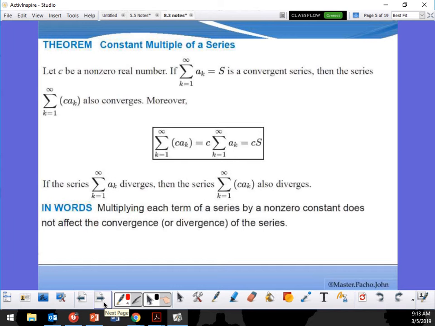All right. Constant multiples of a series. Let C be a non-zero real number, and S the sum of a convergent series. Then C times the series also converges. C represents some constant coefficient, the multiplier. Remember we had that issue with the K and the C yesterday. If the series diverges, then the series also diverges if I'm multiplying by C. Multiplying each term by a non-zero constant does not affect the convergence or divergence of the series.